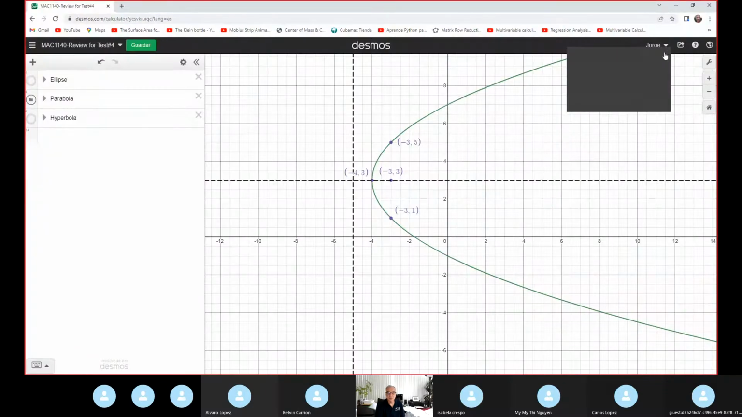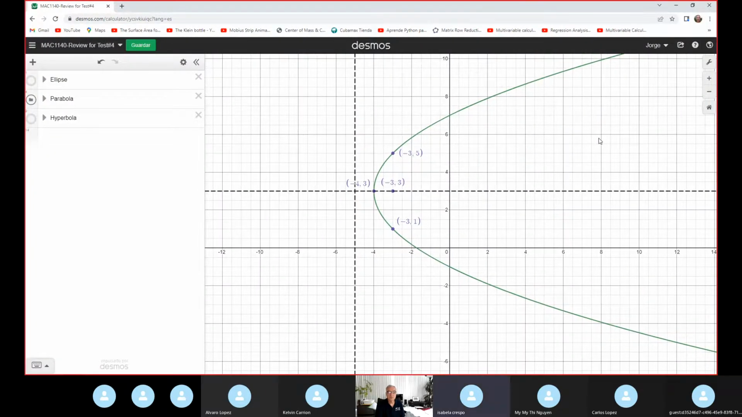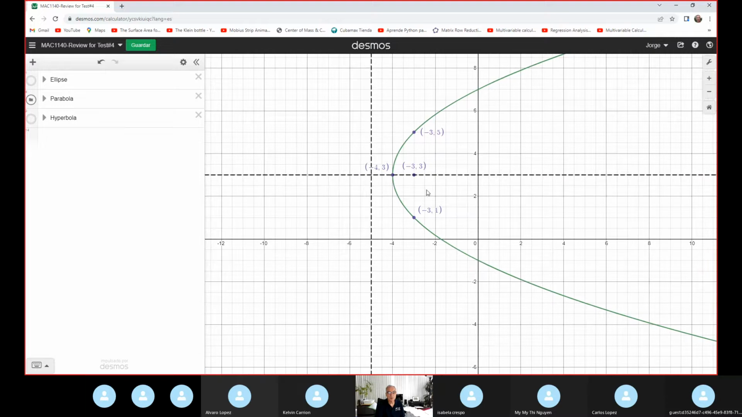Do you see this one? Yes. Okay. Look at that. This is the vertex, (-4, 3); focus, (-3, 3); endpoints of the focal diameter, (-3, 5) and (-3, 1); directrix, the line x equal -5; and the axis of symmetry is the horizontal line y equal 3. End of story. Any question? No?